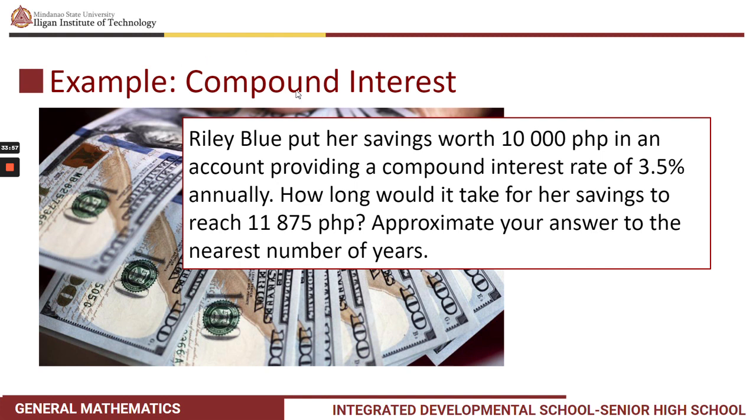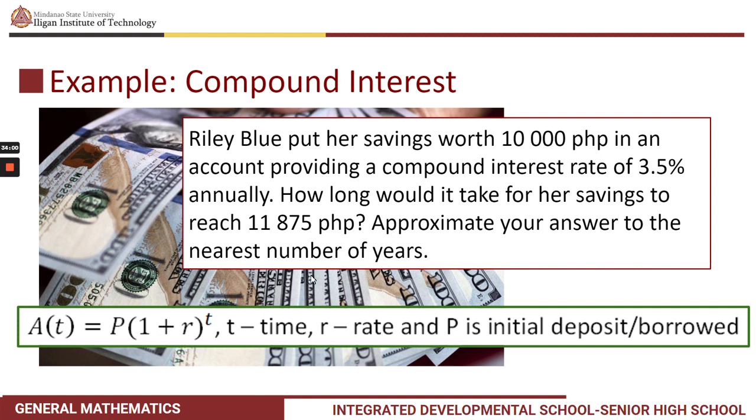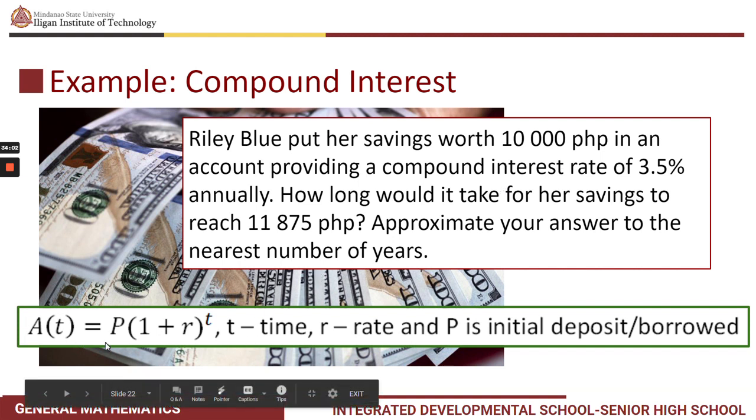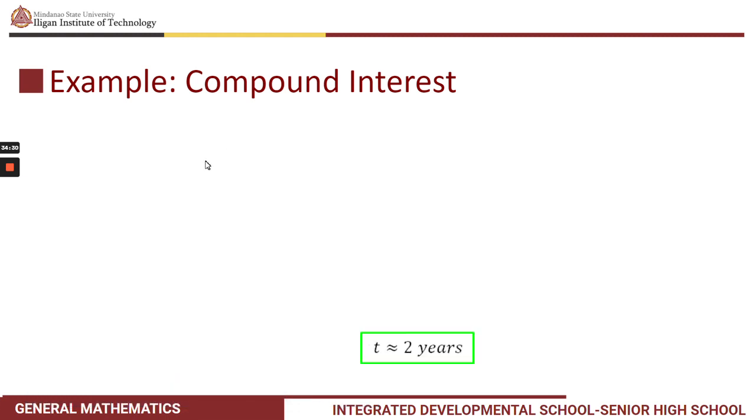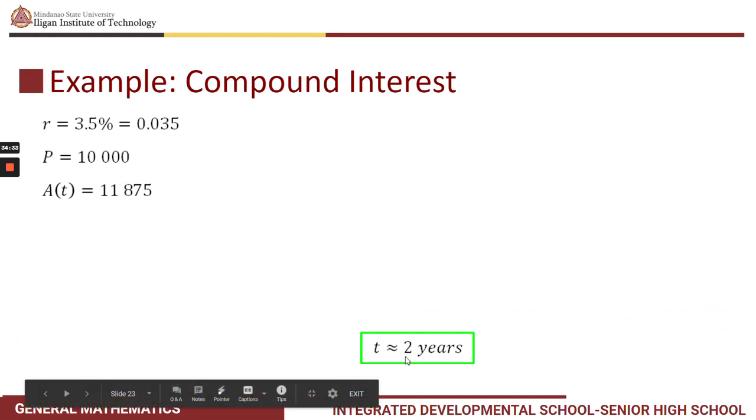So what is compound interest? We have here the formula, no? A of t equal to P times (1 plus r) raised to t, where t is the time, r is the rate, and P is the initial deposit. If you can observe, this is somewhat similar to our exponential growth. Yes, because compound interest is an example of exponential growth. So let's try to solve this problem. We have an answer here, 2 years. So let's see how you get 2 years.